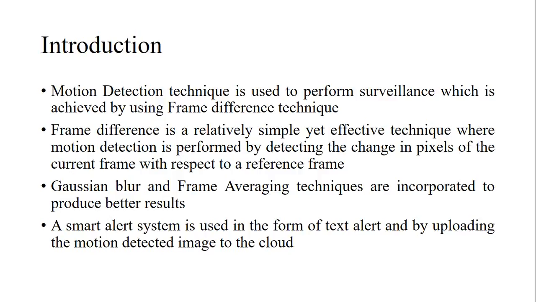Further, Gaussian blur and frame averaging techniques are incorporated into the algorithm to improve the results, and the user is alerted by a text asking him to check his Dropbox account, which will contain the motion detected images. This is called a smart alert system.